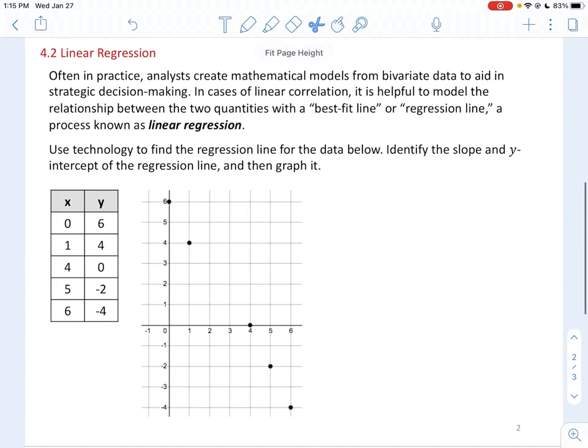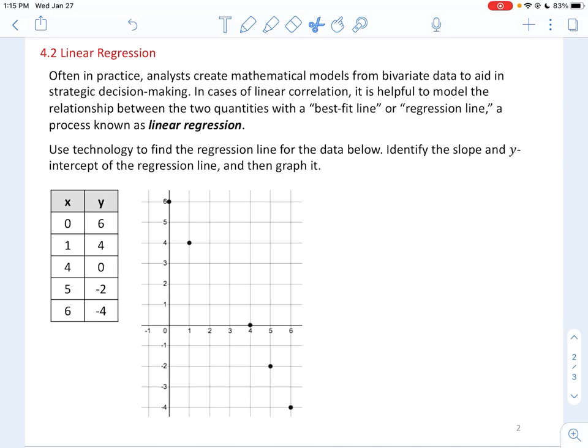Often in practice, analysts create mathematical models from bivariate data to aid in strategic decision-making. In cases of linear correlation, it is helpful to model the relationship between the two quantities with a best fit line or regression line, a process known as linear regression. We're going to use technology to find the regression line for the data below, and then we're going to identify the slope and y-intercept of the regression line, and then we're going to graph it here in this plot.